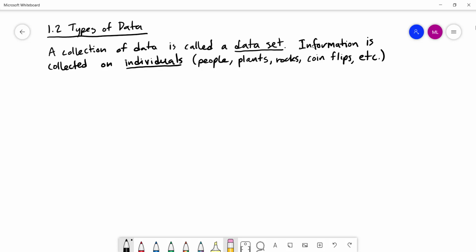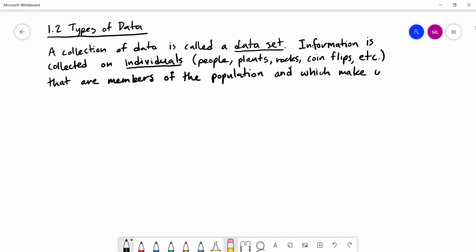So we collect information on these individuals that are members of the population, which is the group that we're trying to study, and which together make up the sample. So that's what the individuals are. The individuals make up the sample. All of them are members of the population.